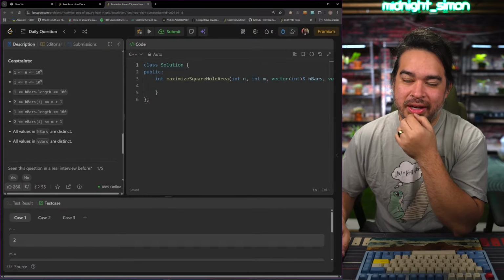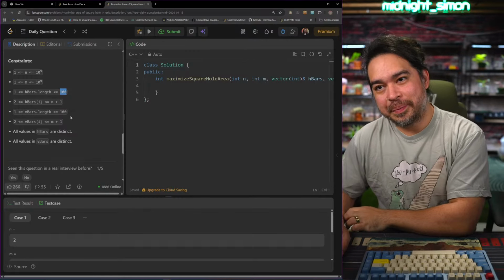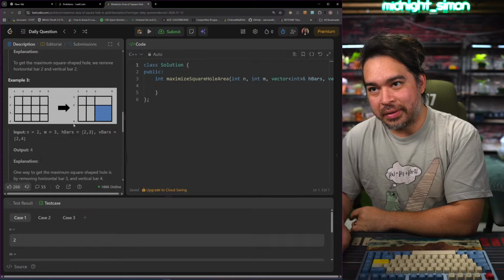Alright. H bars is only 100. V bars is also 100. I wonder if I just try to remove, so I could take it or leave it. No.